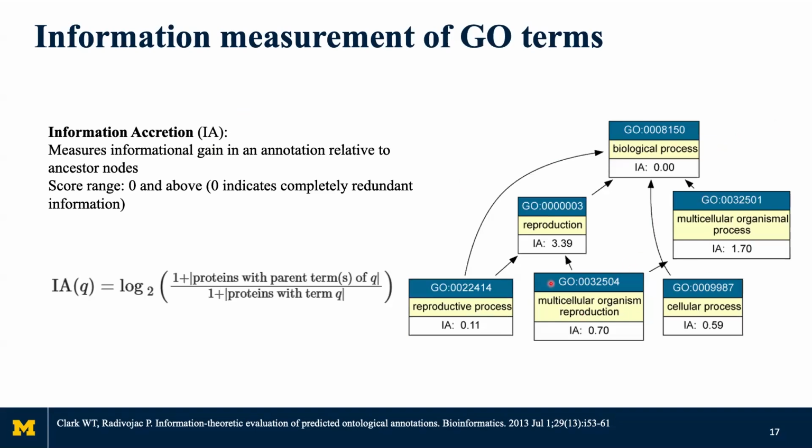As you can see right here, some children might have lower information accretion compared to their parent. This is because, for example, if we have the annotation of reproduction, it's very likely we also have the annotation of multicellular organism reproduction. So that's why this term carries lower information. The formula is given right here.